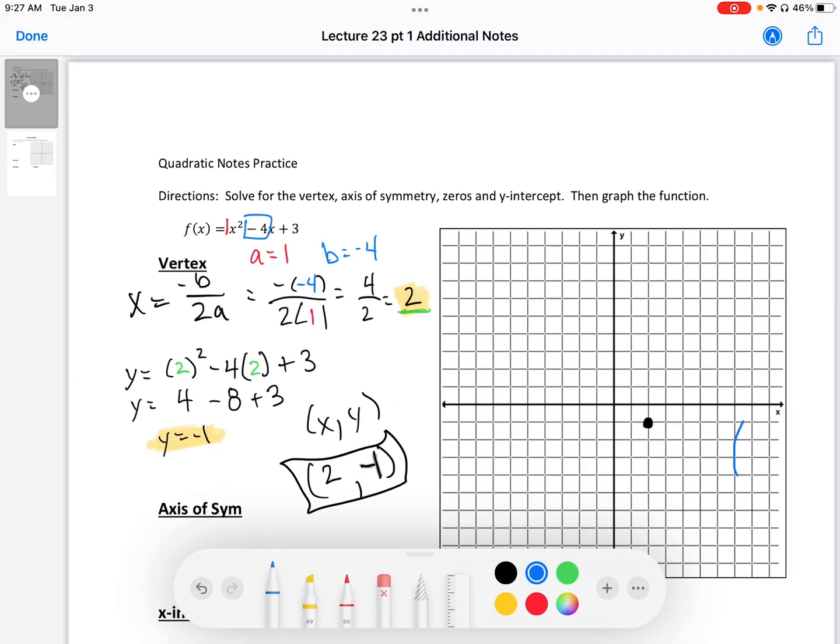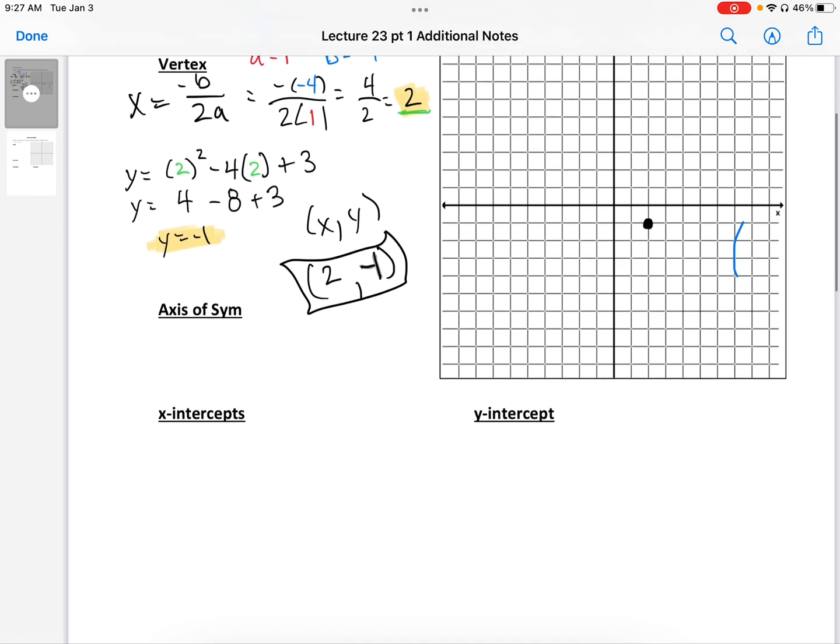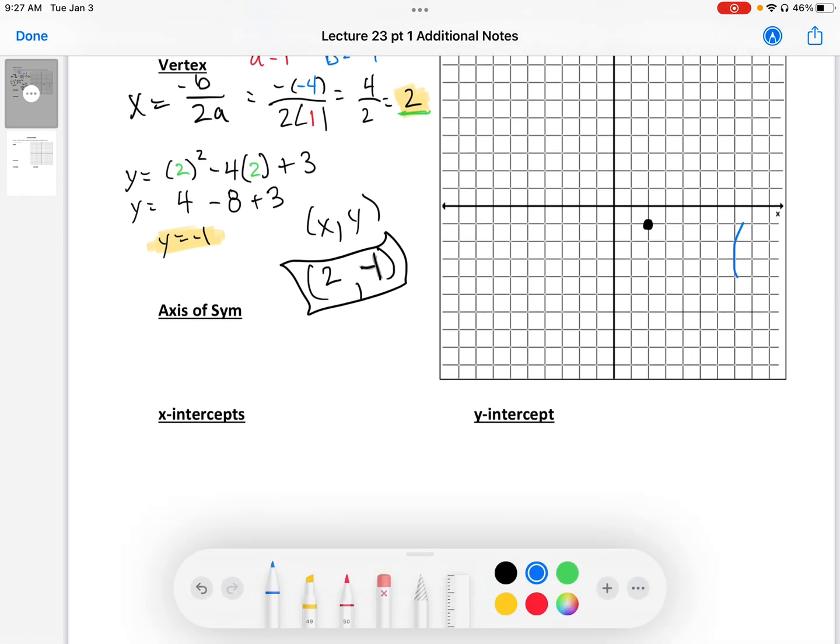And you guys can see we have already found our axis of symmetry, because our axis of symmetry is going to be x equals whatever our x coordinate is. So our x coordinate is 2. So it is just simply x equals 2.